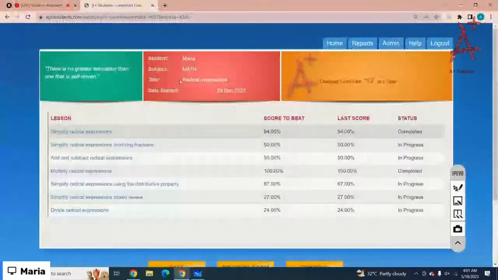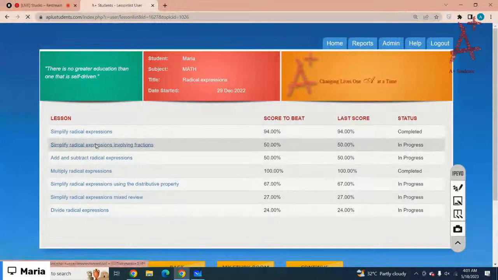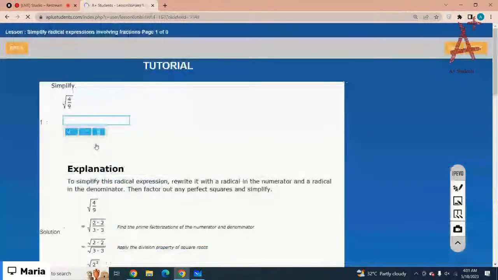So here I'm on grade 9 maths. The chapter we're working on is radical expressions, and the lesson we're going to start with is simplify radical expressions involving fractions. So let's start with the lesson.